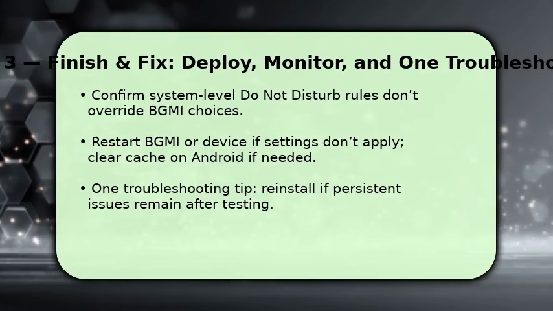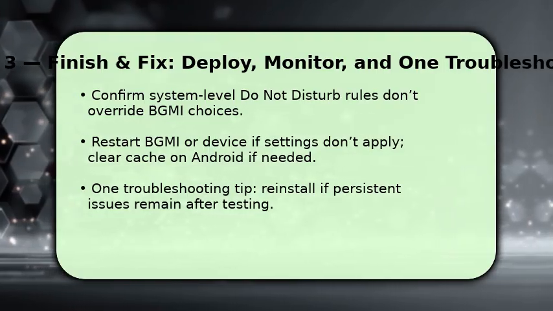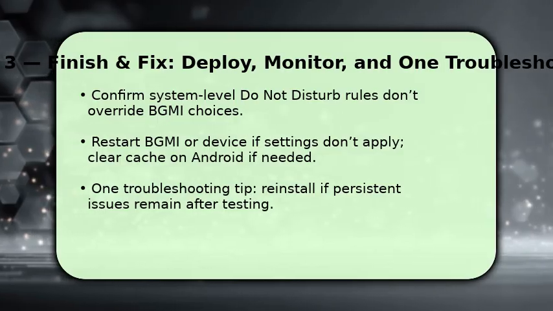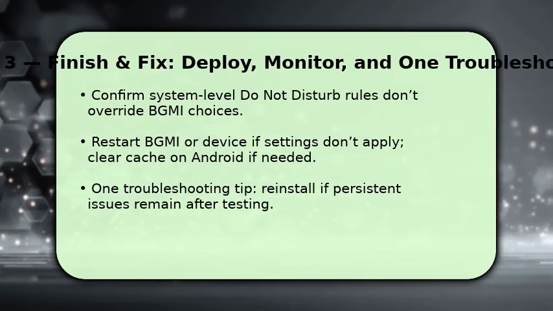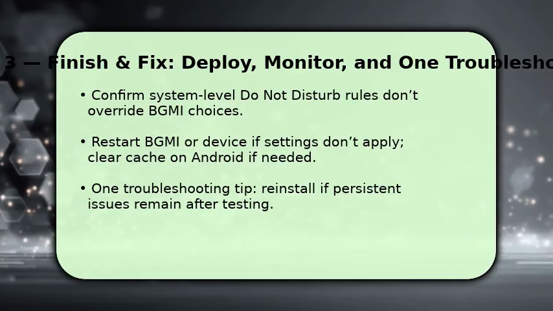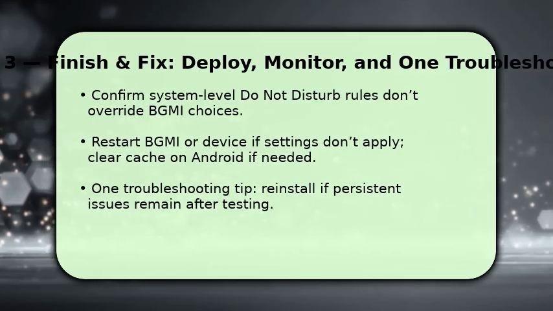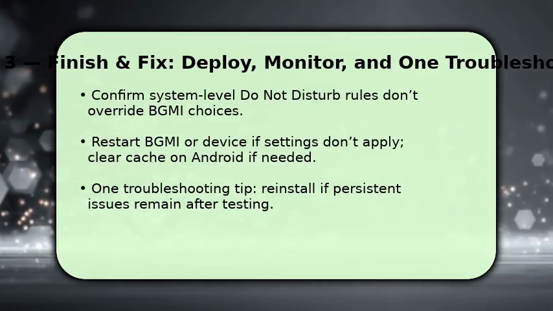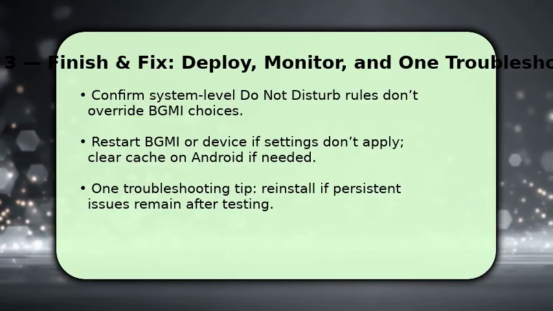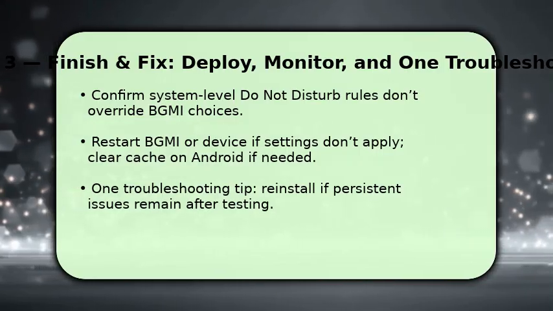If settings don't apply immediately, restart Bgmi and if necessary reboot the device. On Android, clear the app cache to remove stale data. Make sure to test again. If problems persist, reinstall Bgmi as a last resort. This refreshes configuration files. Keep one key troubleshooting tip in mind.